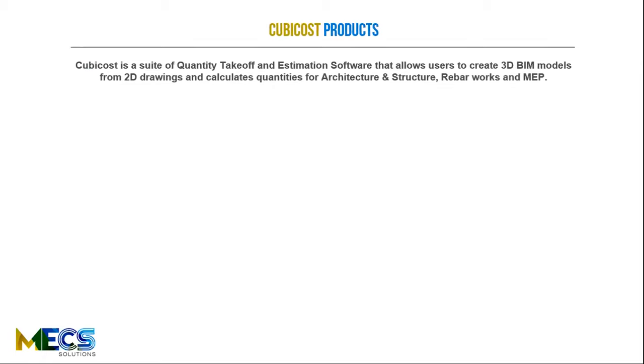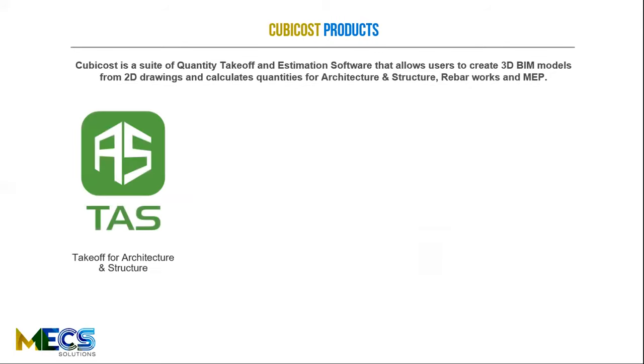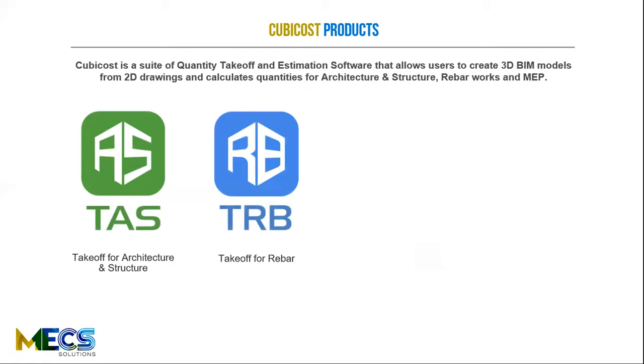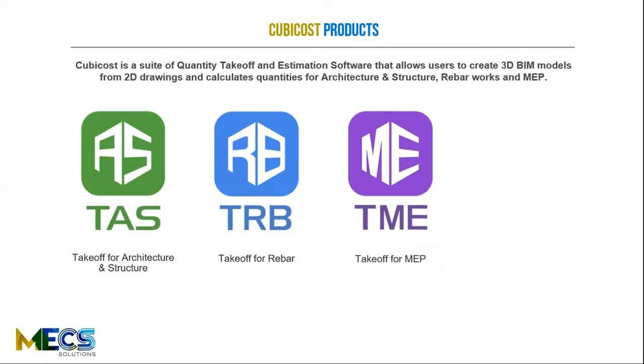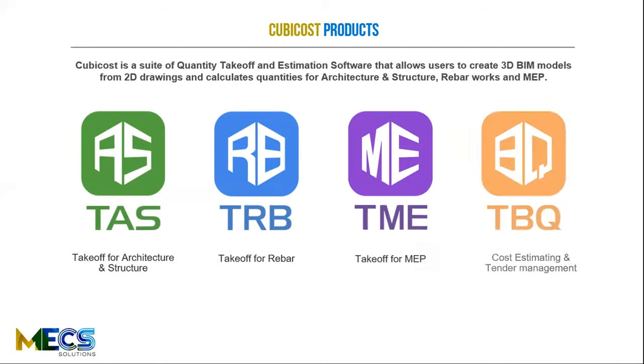So as I mentioned, we're going to examine this topic using Cubicost. So what is Cubicost? Cubicost is basically a suite of takeoff and estimation softwares that allows users to create 3D BIM models using 2D drawings, and it calculates quantities for architectural structure, for rebar, and for MEP works. And all of these softwares are connected under TBQ. So TBQ is used for the cost estimation and tender management part of this process, and it acts as a unifying platform connecting all of these other softwares under one common platform.